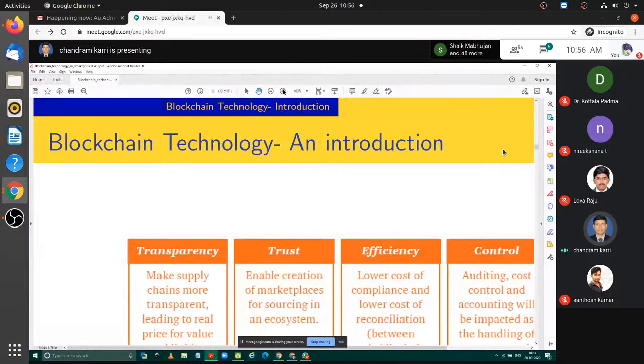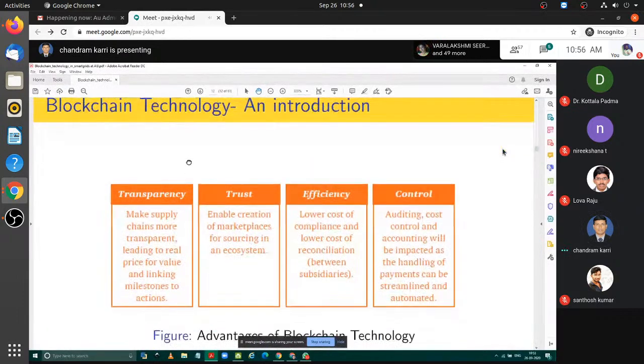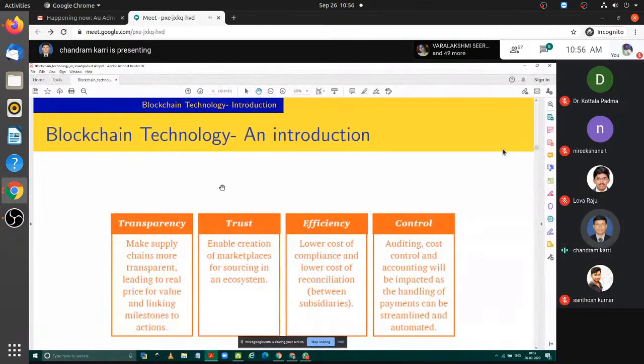Why are we going for this blockchain technology? First is transparency. Here, you just look into the operations. In blockchain technology, nowhere will you find a third party entry, and also it is distributed. Therefore, transparency can be expected, and trust, because everything is encrypted and all operations can be stored somewhere. So therefore, trust will be there. Efficiency, most efficiency, and controlling. These are some advantages of blockchain technology.